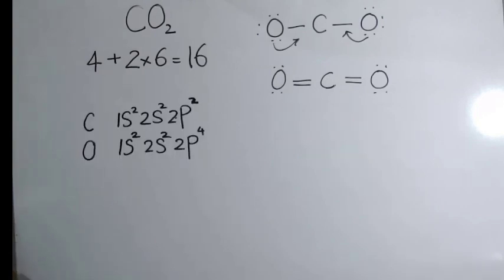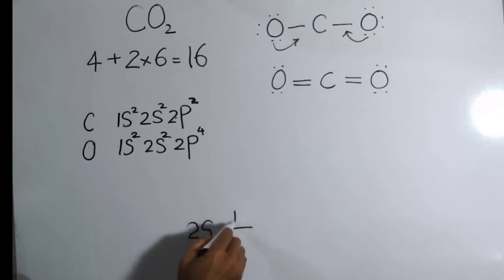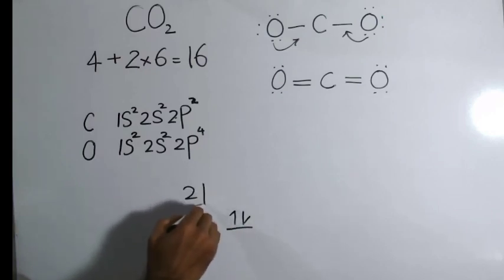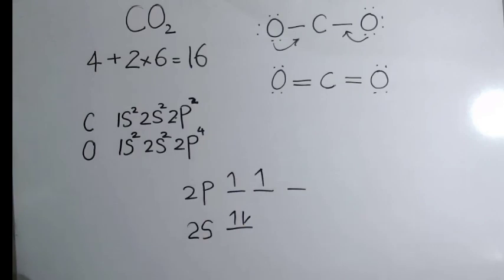Let us consider the hybridization. First, we will consider the carbon atom, the center atom. Carbon has 2 VSEPR units. Then it needs 2 hybridized orbitals. We have to go for the valence shell electrons. 2 electrons in the s sub-energy level and another 2 electrons in the p sub-energy level.